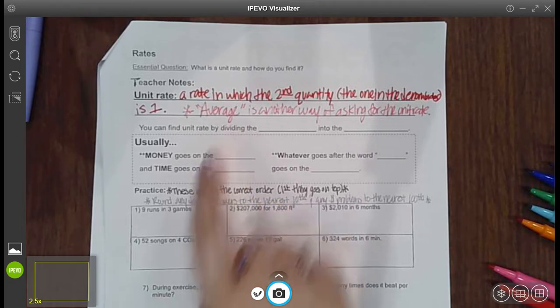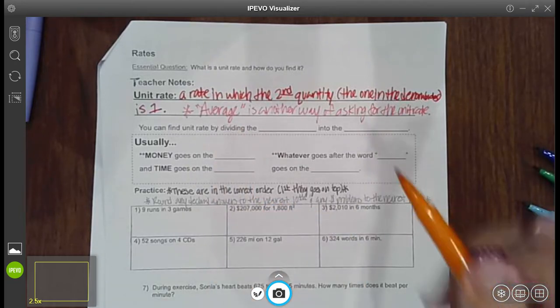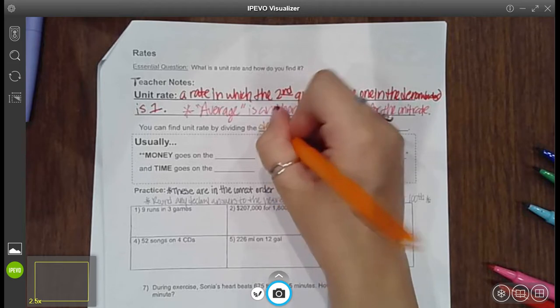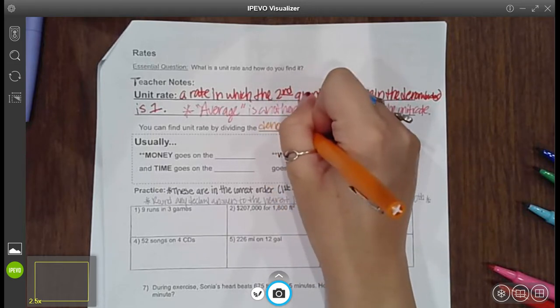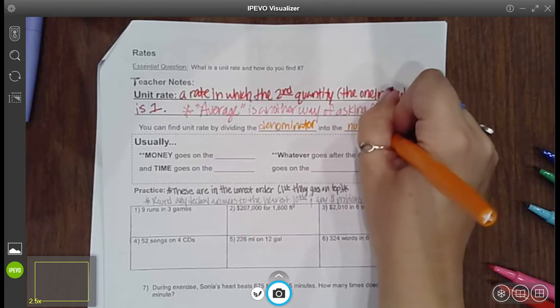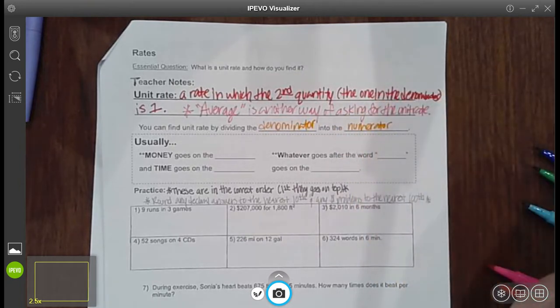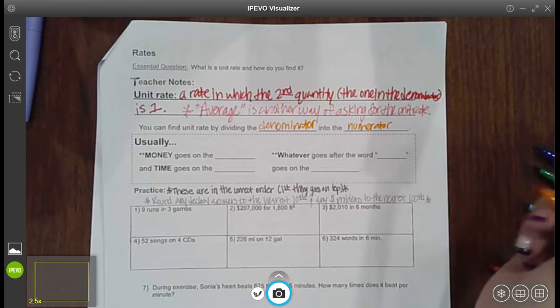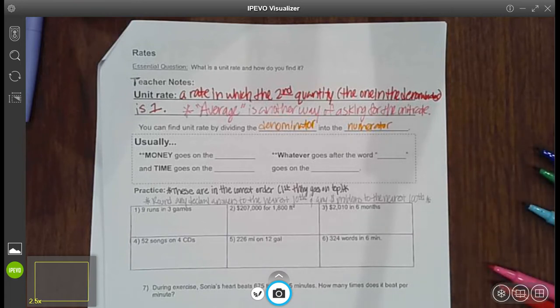You can find the unit rate by dividing the denominator into the numerator. Now, before we get started, it's always helpful to know, why are we learning this? So the unit rate is most helpful when determining a question like, what's the better buy?